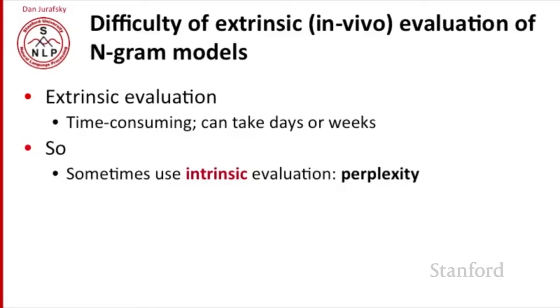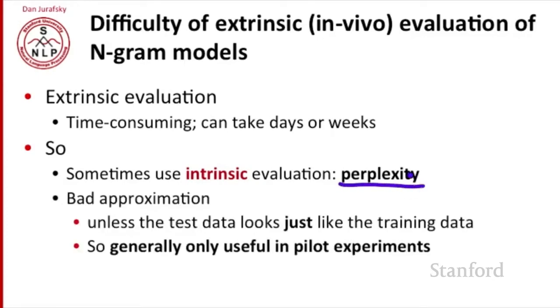So instead, what we sometimes use is an intrinsic evaluation, something that's intrinsically about language models themselves and not about any particular application. And the most common intrinsic evaluation is called perplexity. Now, perplexity happens to be a bad approximation to an extrinsic evaluation, unless it turns out that the test data looks a lot like the training data. So generally, perplexity is useful only in pilot experiments, but it does help to think about the problem, and it's a useful tool as long as we also use extrinsic evaluation as well.